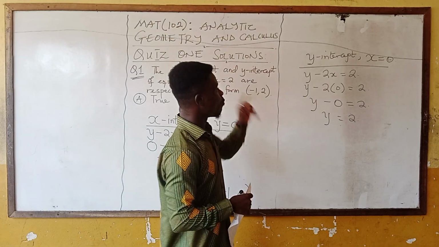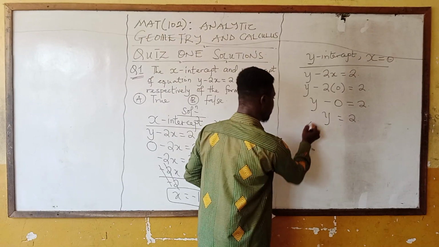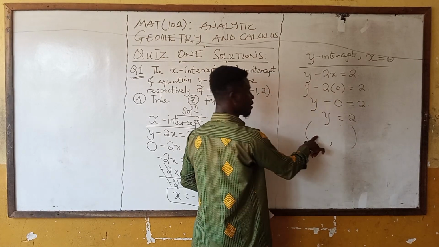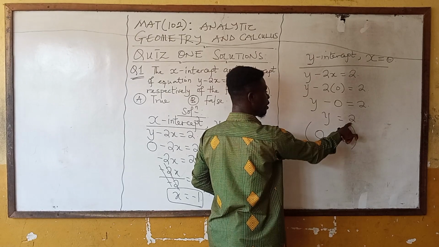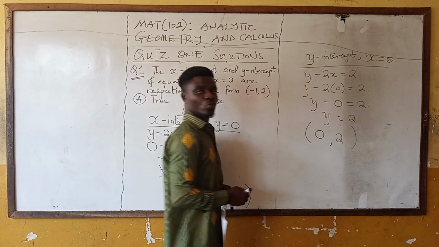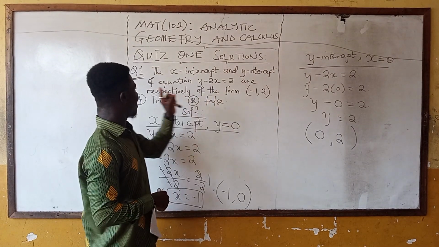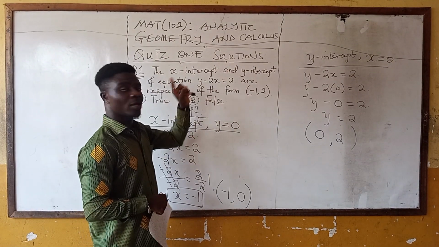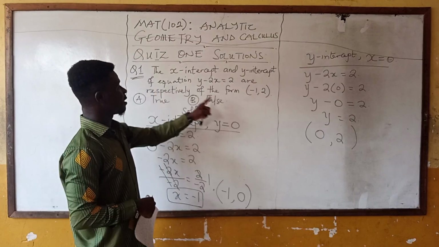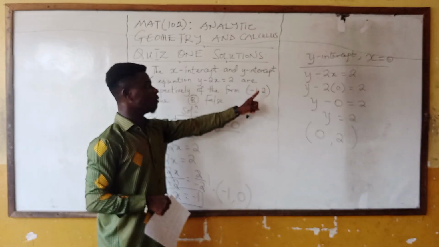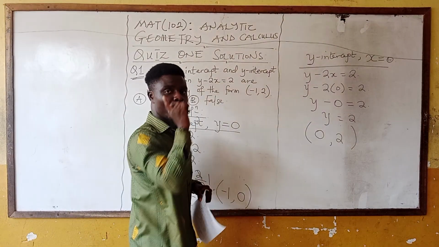So I have my y-intercept to be what? 2. Now what will be the point? This is our x coordinate. So our x coordinate is 0, then our y coordinate is 2. So now the x-intercept and the y-intercept of equation y minus 2x equals 2 are respectively of the form -1, 2. No, this is wrong, because this one is a point.